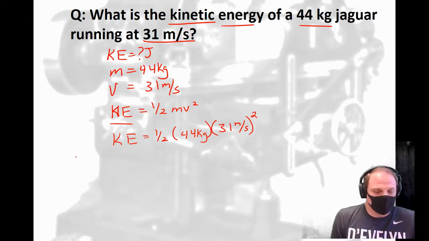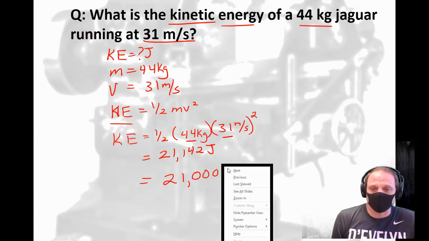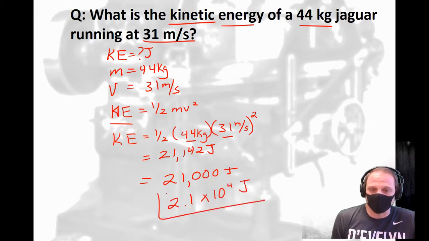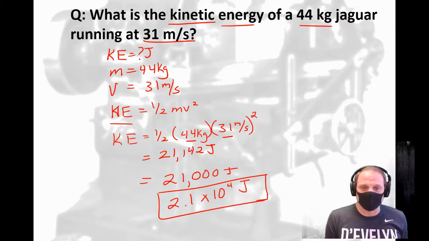And so your answer would be 21,142 joules. But we can only have 2 sig figs, right? Because 2 sig figs for each of those originals. So we do our final answer as 21,000 joules. You could also, if you wanted to, do 2.1 times 10 to the 4th joules. And that would be a good answer as well. But make sure you box it, finalize that problem. Okay, so that's how you do those kinetic energy problems.